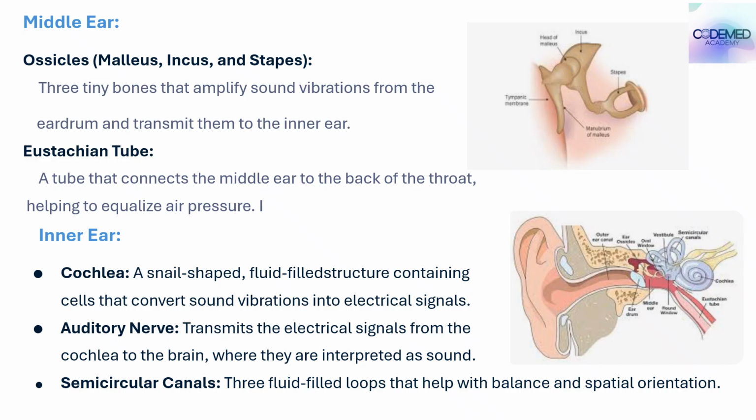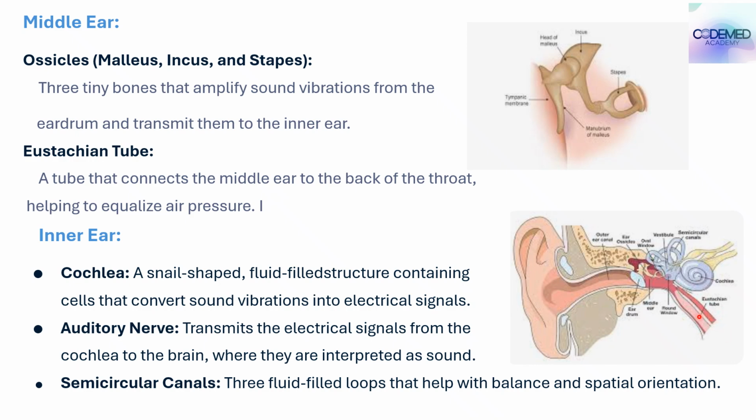Now these three bones are important because they repeatedly ask this: what are the ossicles of the ear? You will see that these three ossicles are called the malleus, incus, and stapes, and the names are derived from their shapes. And then we talk about the eustachian tube. The eustachian tube connects the middle ear to the back of the throat, and it helps to equalize the air pressure.